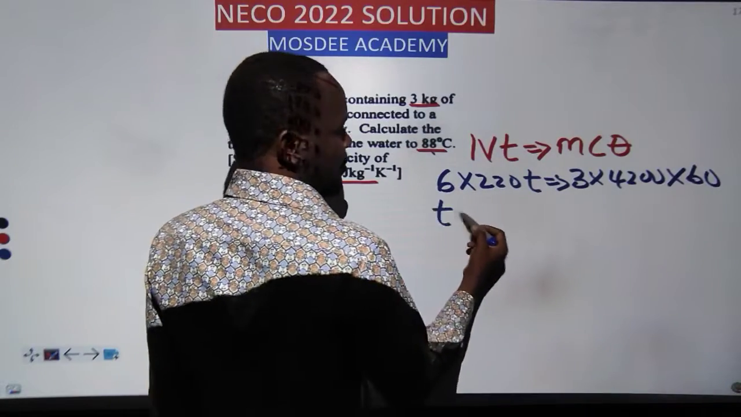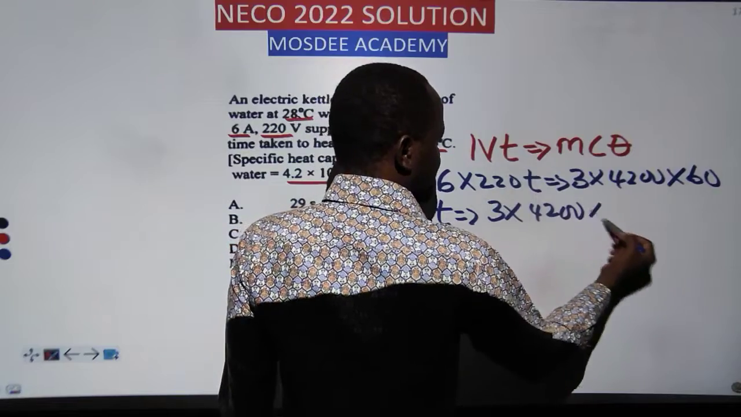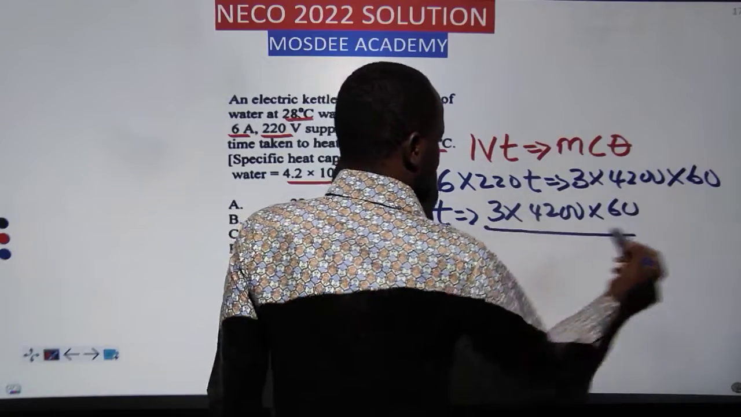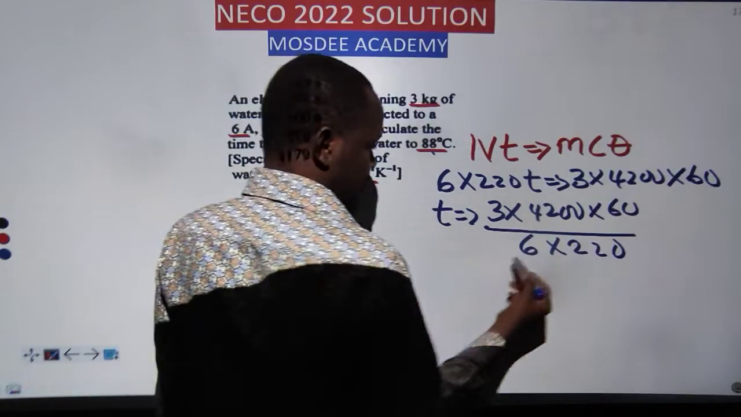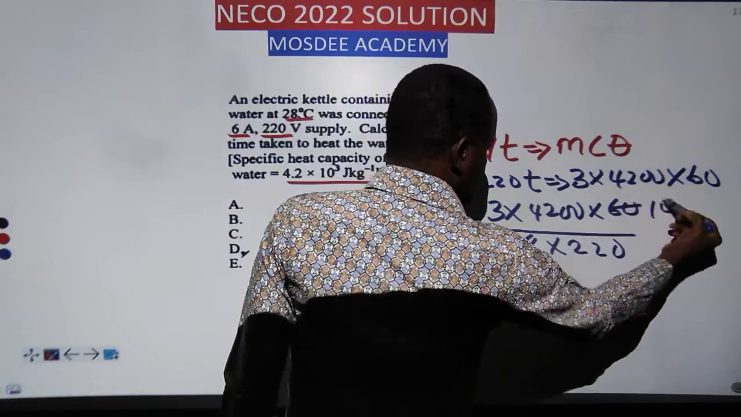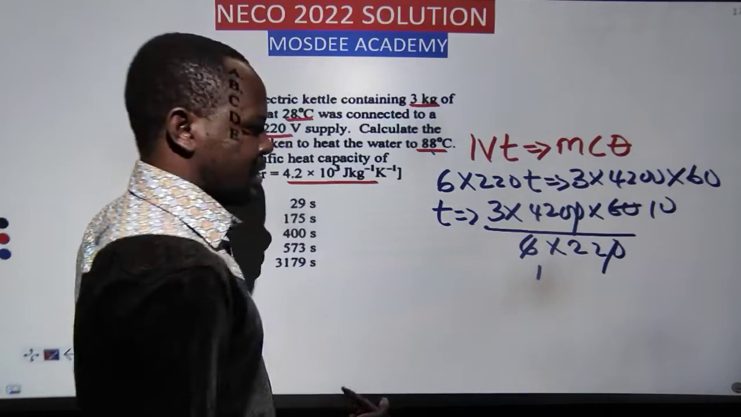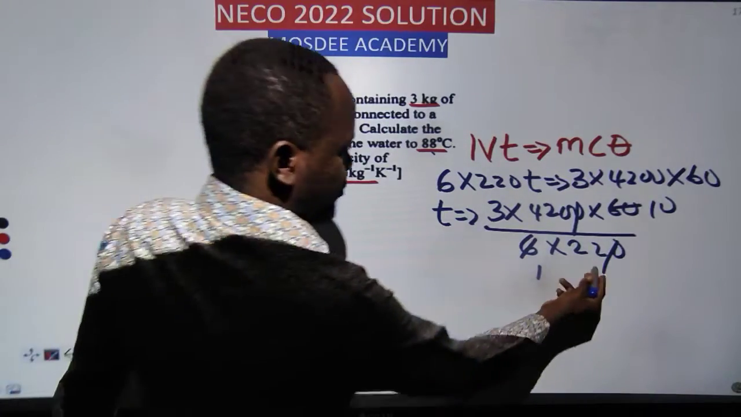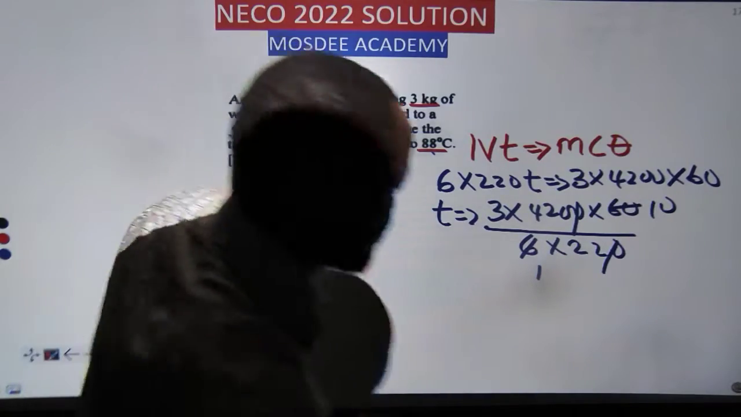So T will now be equal to just calculator work: 42 times 60 divided by 6 times 220. Here 1, here 10, let's cancel out 0. So now this should go in this 2 times. No, it's not 2 times, 2 times is 44. Let's just use the calculator.